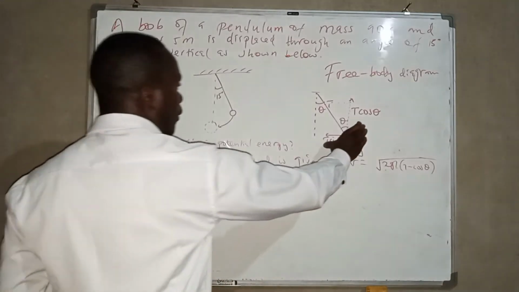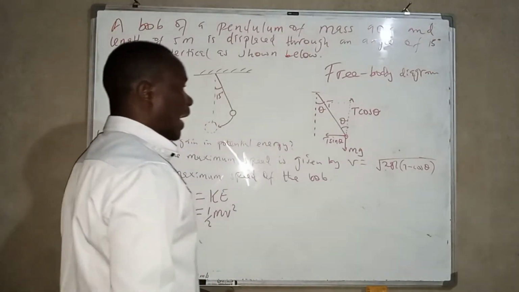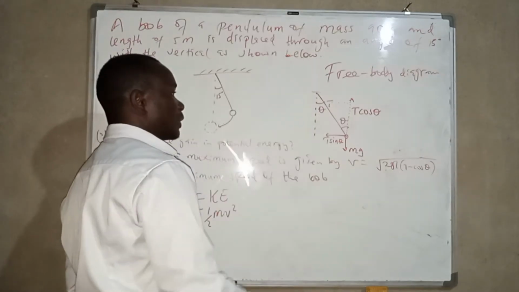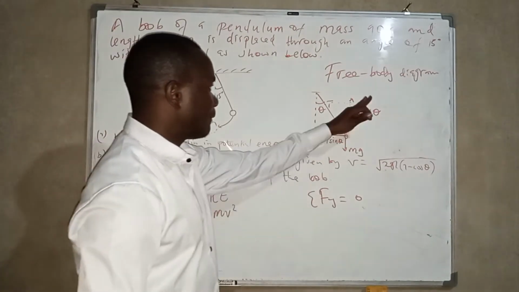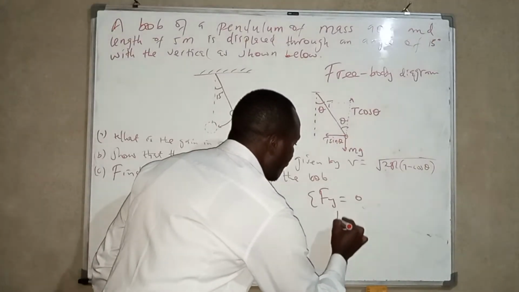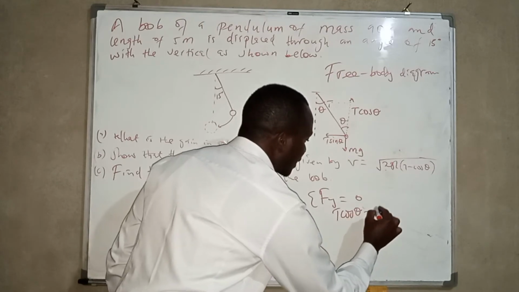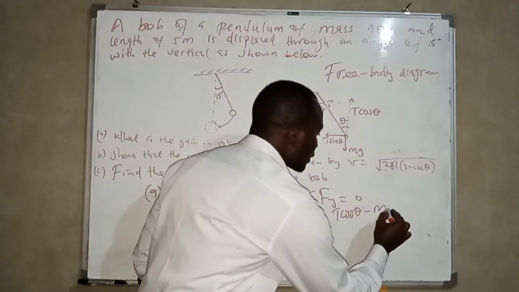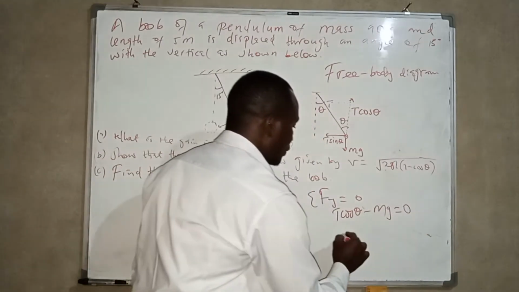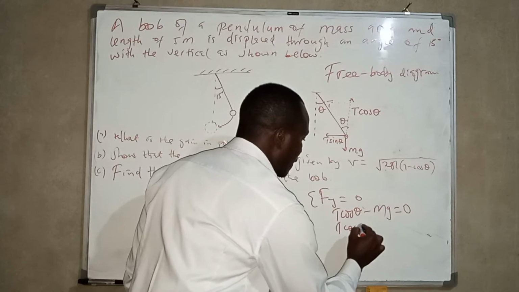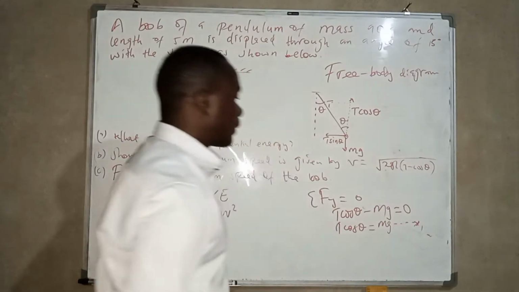Now let us resolve some forces here. We know that when the forces are balanced, their summation must be equal to 0. So in the y-axis, the sum must be equal to 0. We have T cos theta minus the downward force, which is mg, and this must give us 0. So we have T cos theta is equal to mg. Let us call this asterisk 1.